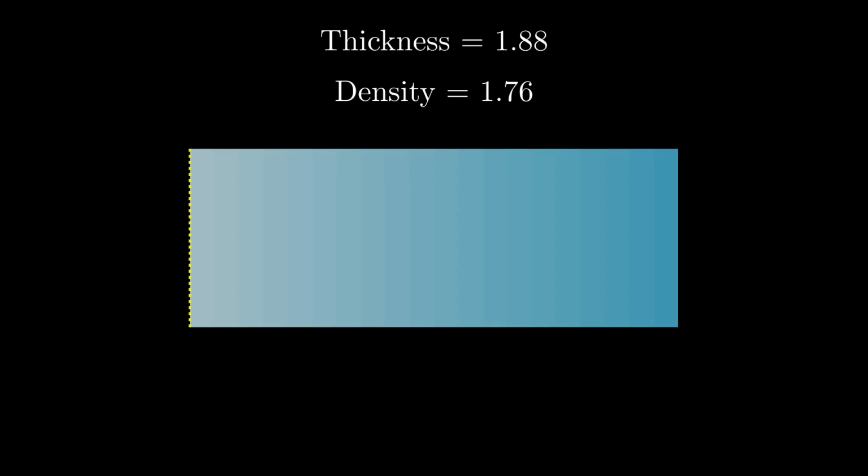Let's imagine a piece of material where the density changes from left to right. The gradient of color represents this change. Each slice of the material has two properties, its thickness and its density. As we move the slice across the material, the thickness depends on its position, and the density depends on the thickness. Let's watch how these properties change as the slice moves.